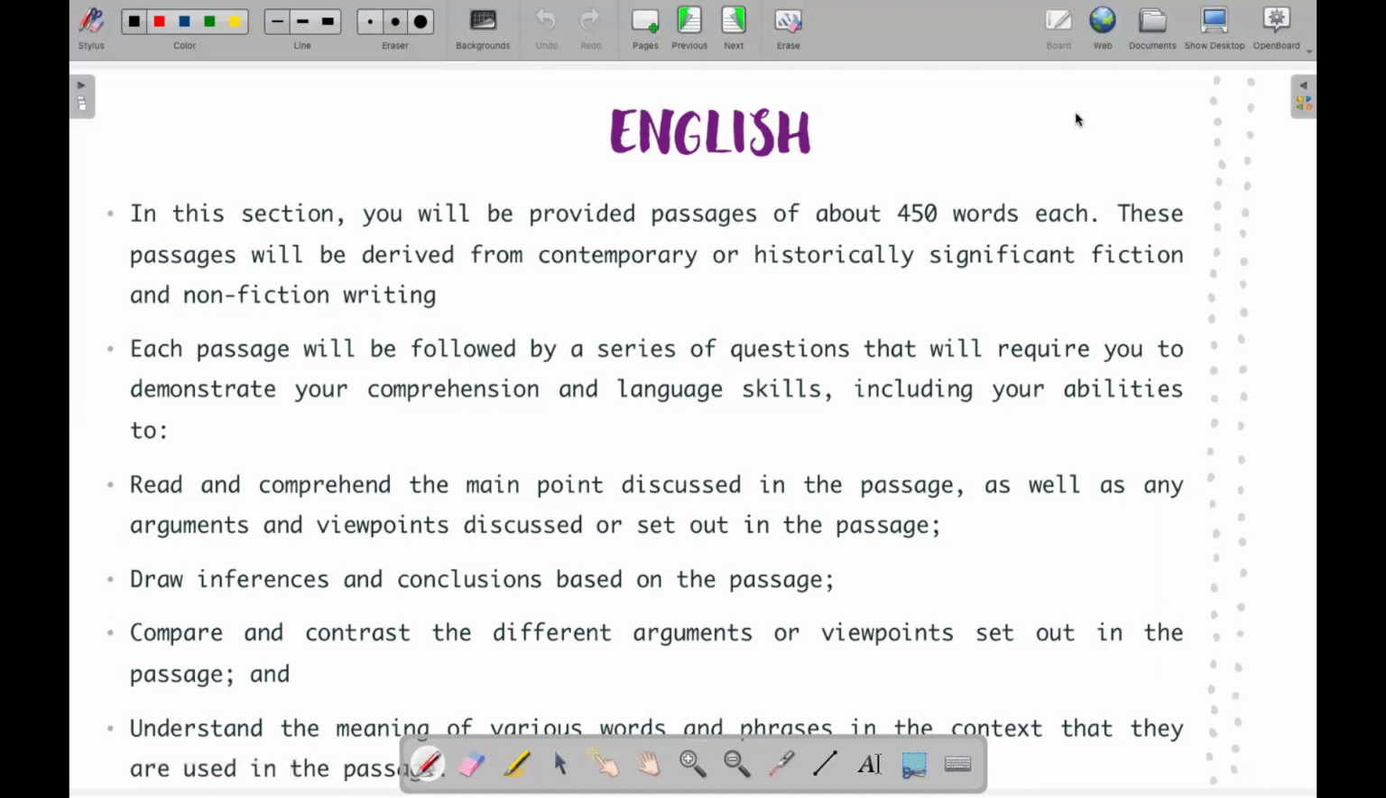The topics will also vary. It can be on economics, it can be on philosophy, it can be on science, it can be on literature. There is no guarantee where they will take it from. So, you have to be prepared and you should be comfortable with each and every genre of these passages.